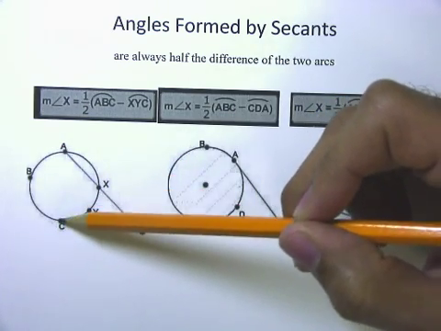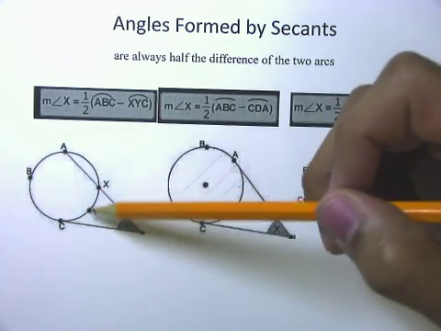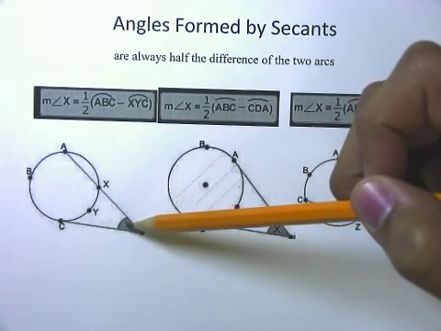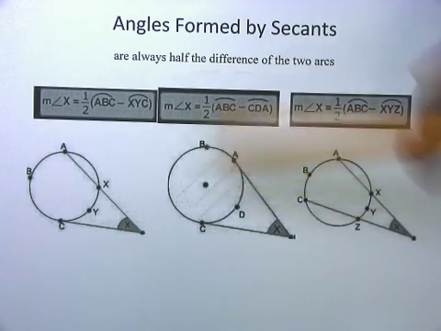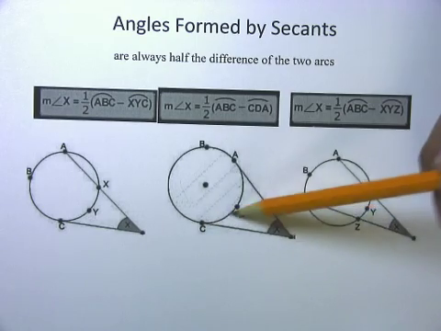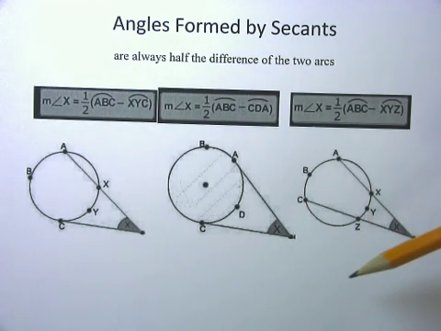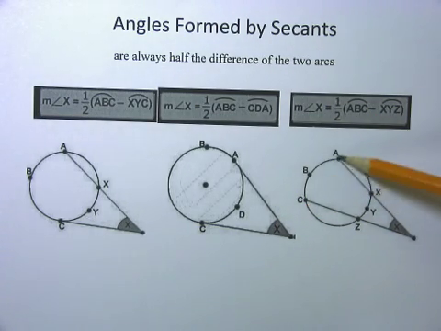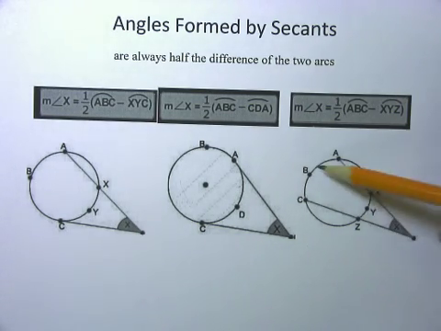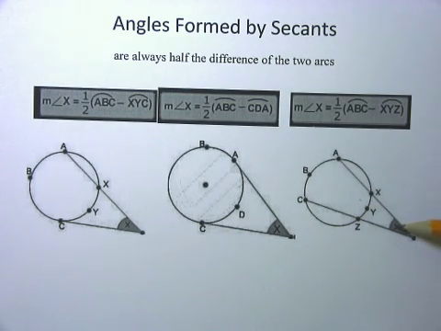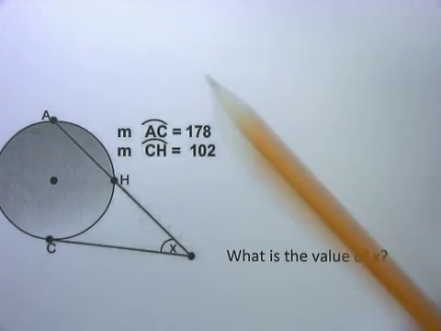The first one says, here I have arc ABC, which is right here. And on the inside I have arc XYC. If I subtract those two arcs and then divide by 2, it'll give me the measure of this angle. The same thing goes for this one here. If I have arc ABC and I subtract the interior, the smaller arc here, CDA, between the two tangent lines, and divide by 2, I'll get this angle here. Same thing with this one here. If I take arc ABC right here, and then arc XYZ right here, and I subtract these two and divide by 2, I'll get the measure of this angle here.